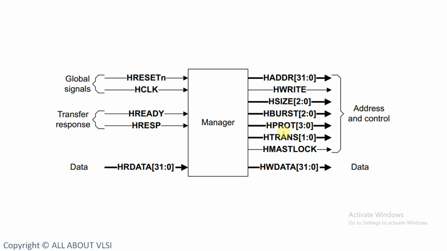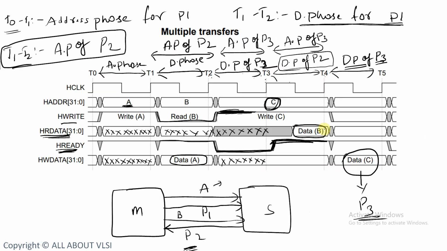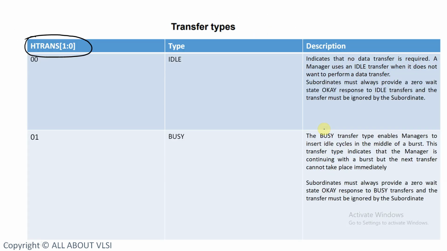Yes, so this is your HTRANS signal which is an output of your master and an input to your slave, and this is also an address and this is also a control signal. So this HTRANS is also a control signal which we have discussed previously in our sessions. Okay, now let us try to discuss this HTRANS signal in more detail. What is this HTRANS signal? What do you mean by transfer type?